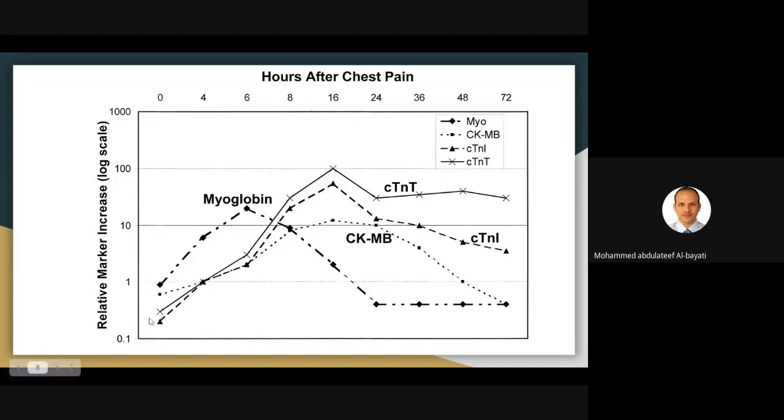This is followed by the CK-MB and troponin. CK-MB disappears after 24, or after 48 or 72 hours. What will remain? What will remain is the troponins, troponin I and troponin T. They remain for 2 weeks.